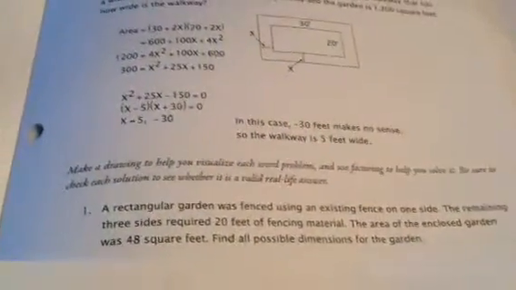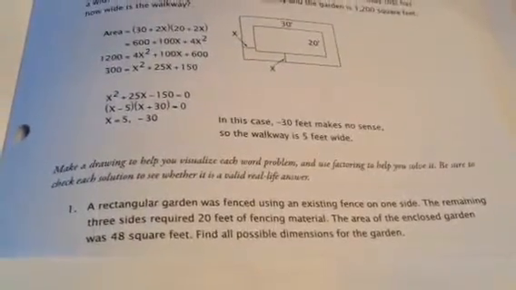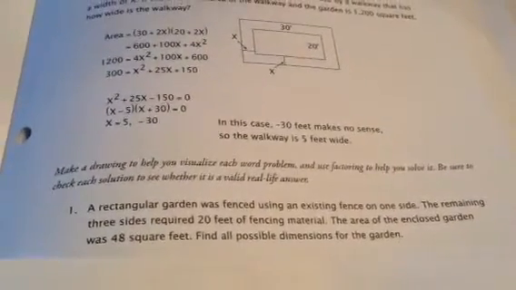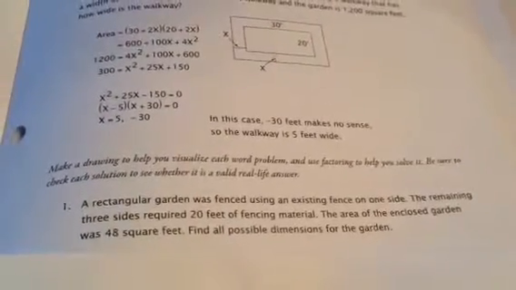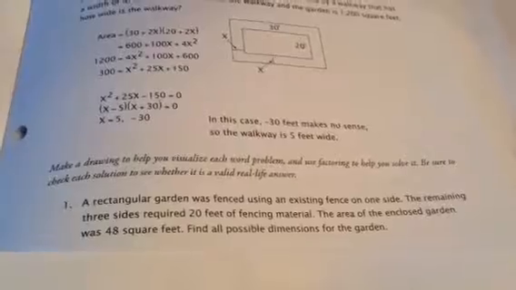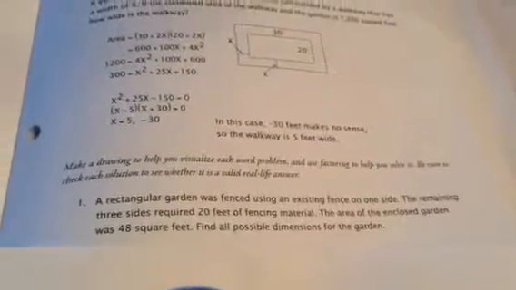Okay, so look what this one says. A rectangular garden was fenced using an existing fence on one side. The remaining 3 sides required 20 feet of fencing material. Well, that's just ridiculous. The area of the enclosed garden was 48 square feet. Find all possible dimensions for this garden. Okay? Let me just say, you probably are going to want to draw pictures. Love pictures. But look here.